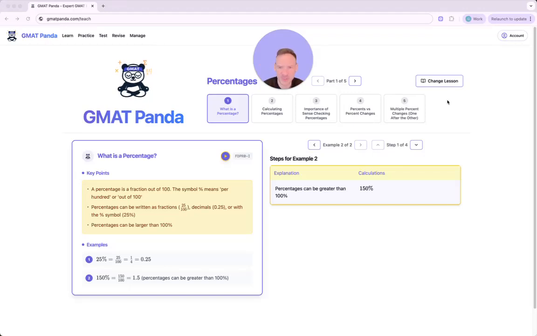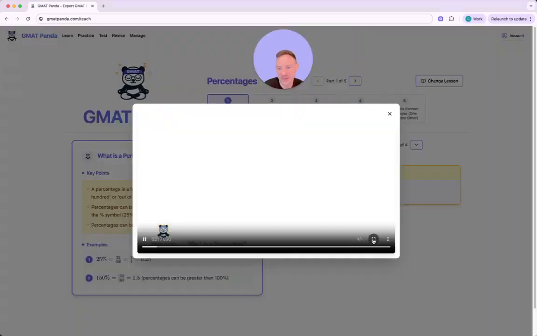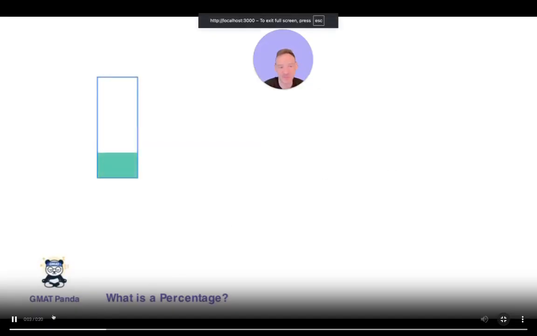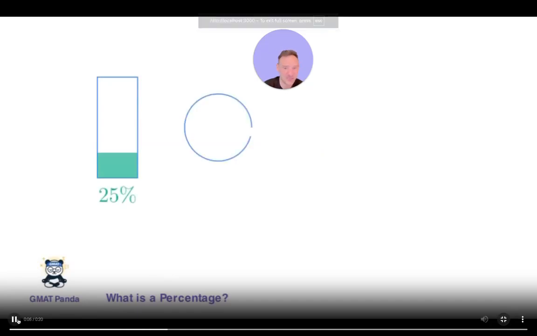So, what's a percentage? Well, it's a little bit like in a fraction, where we were expressing a share of something. A percentage is essentially a fraction out of 100. And in fact, if I'm not mistaken, percent comes from Latin, and it essentially means out of 100. So you can think about 25% as 25 of 100 slices of a cake.